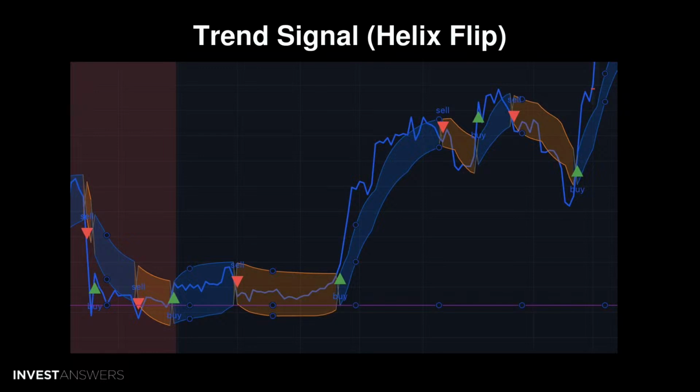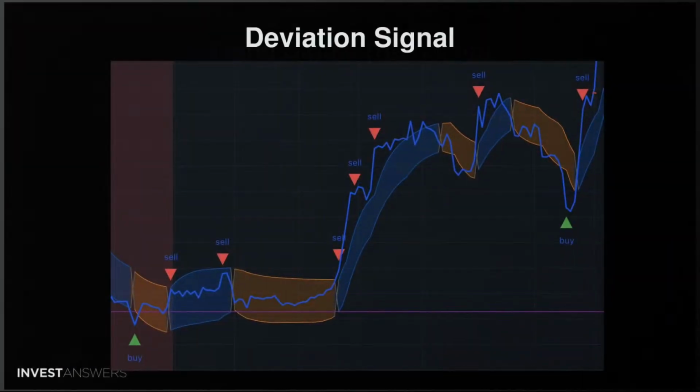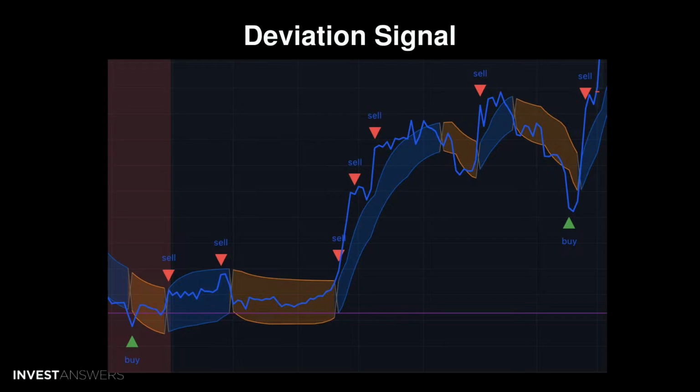Now, the other toggle is not trend. It's what we call deviation. This is like the mean reversion model we have. When you go down a certain amount of deviation from the mean, you get a buy signal, which means it's oversold on a certain term. And the opposite is true: overbought, you get a sell signal.